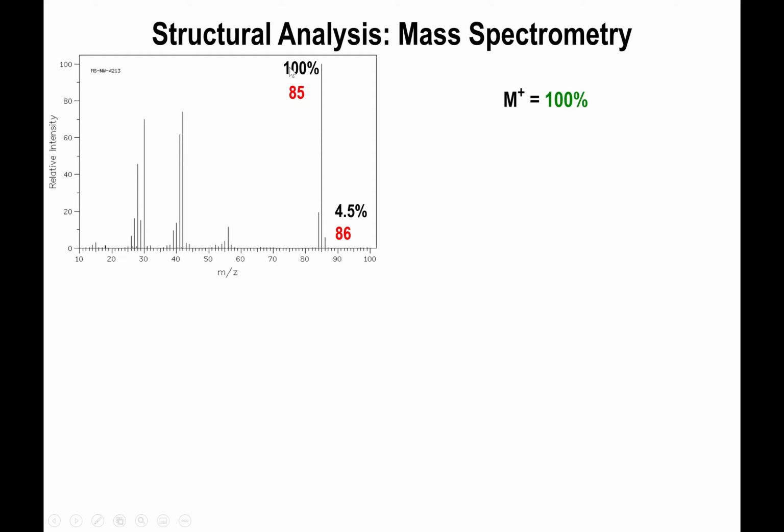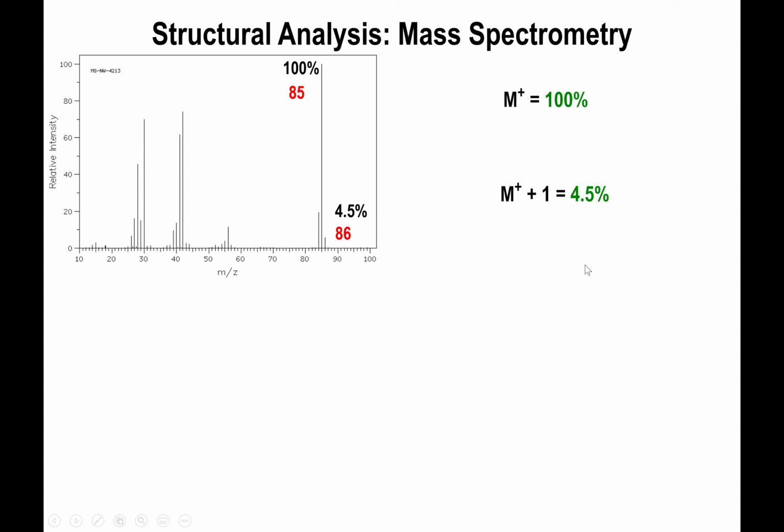The tallest peak that falls farthest on the spectrum is your M plus peak, and because it's already at 100%, we do not need to recalibrate it to bring it back to 100. Because we do not need to recalibrate it, the M plus 1 peak is going to be exactly what's given in the spectrum, in other words 4.5%.